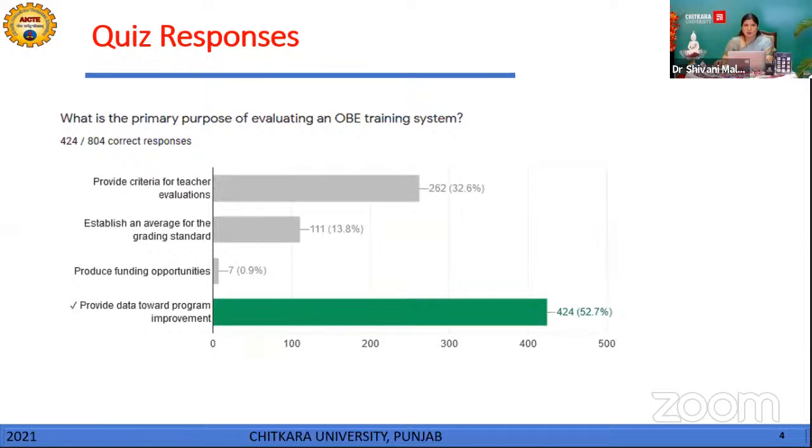Regarding question number 2, what is the primary purpose of evaluating an OBE training system? Approximately 50% of you gave the right answer: it is to provide data towards program improvement. While 32% of you answered that it provides the criteria for teacher evaluation, though that is an indirect way of evaluating teachers, it is not what an OBE training system does. The third option was to establish an average for the grading standard, which around 13% of you chose. I hope now everybody is aware that the OBE training system is meant to provide data towards program improvement eventually.